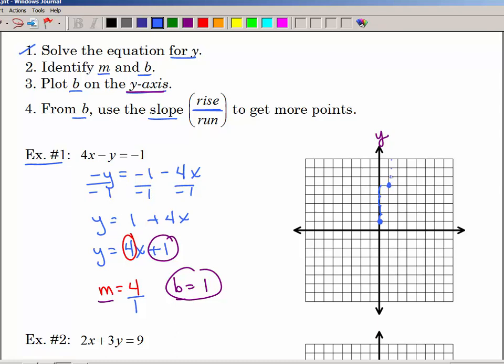So let's do it again. 1, 2, 3, oops, I'm out of graph paper, but that's okay. Over 1, it would be right there.